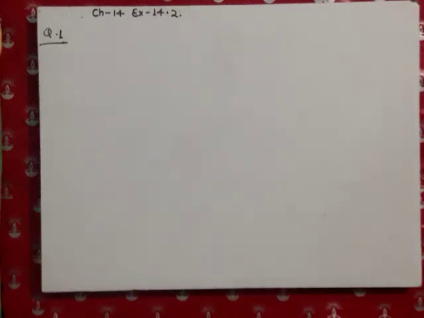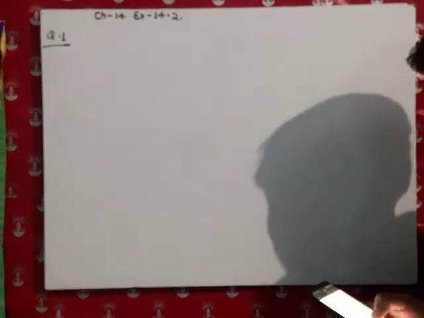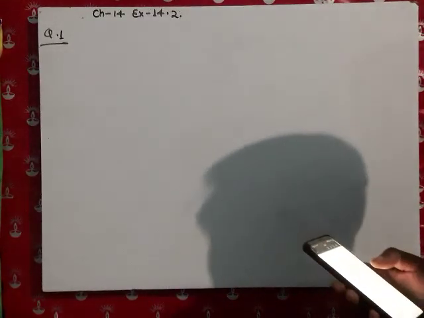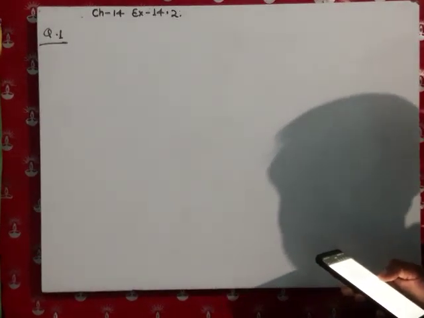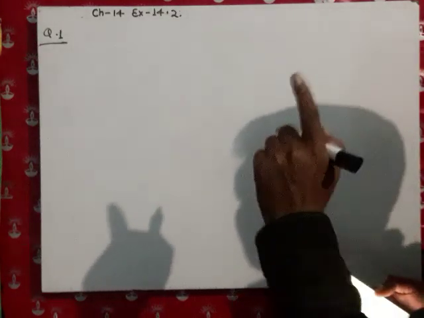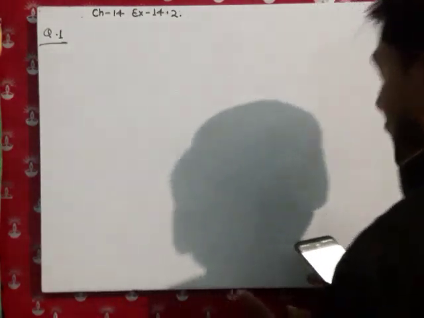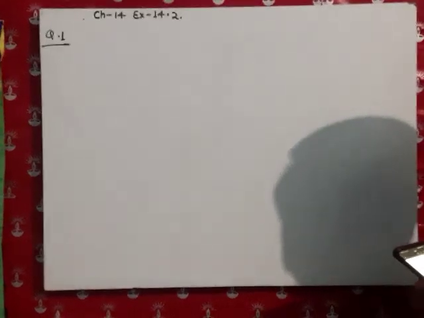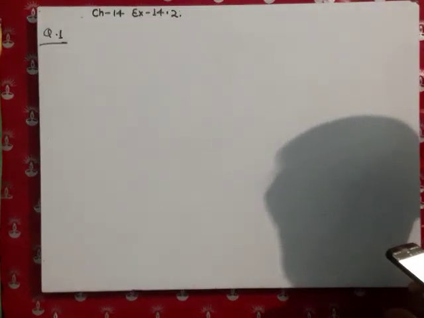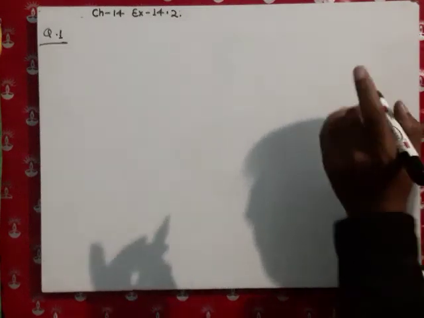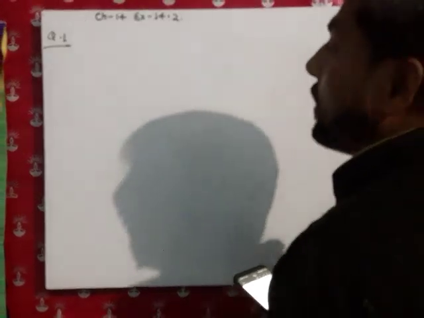Now dear students, I am going to do exercise 14.2. In this exercise, the first question is: draw a line segment of 7.3 centimeters using a ruler. The special thing is that you have to draw the 7.3 centimeter length line segment using the ruler. Ruler means you have to use a scale.